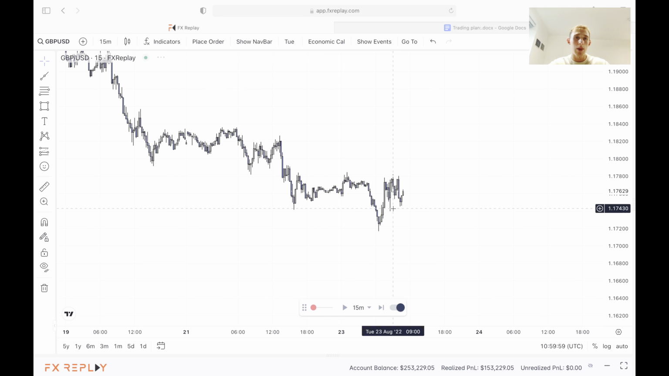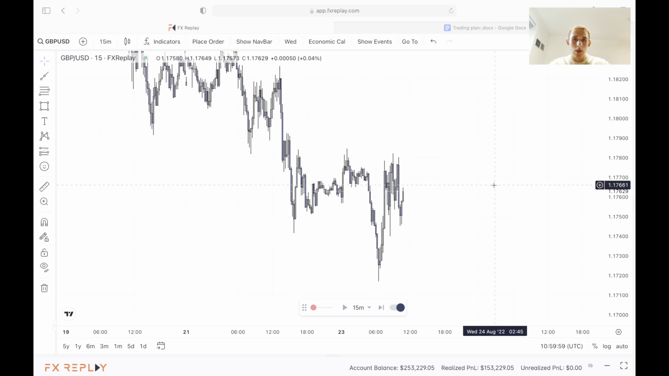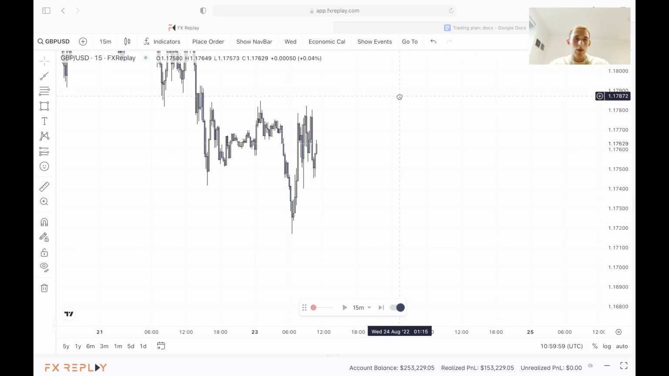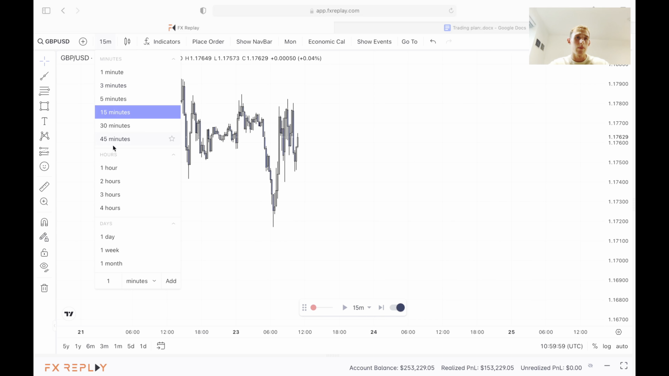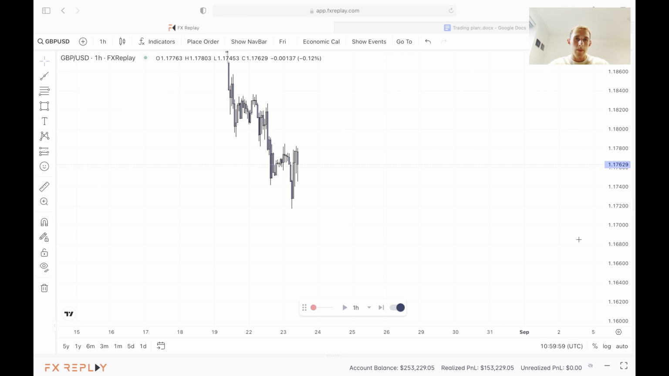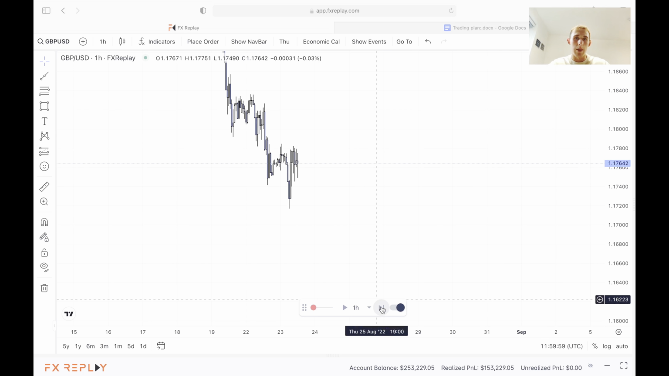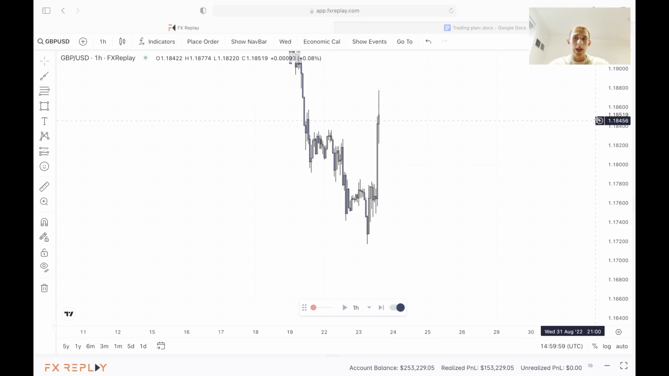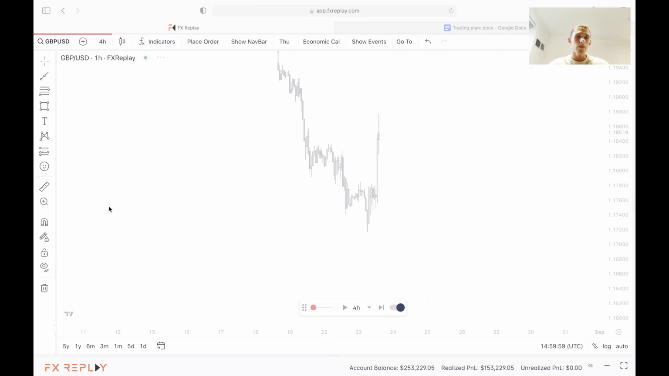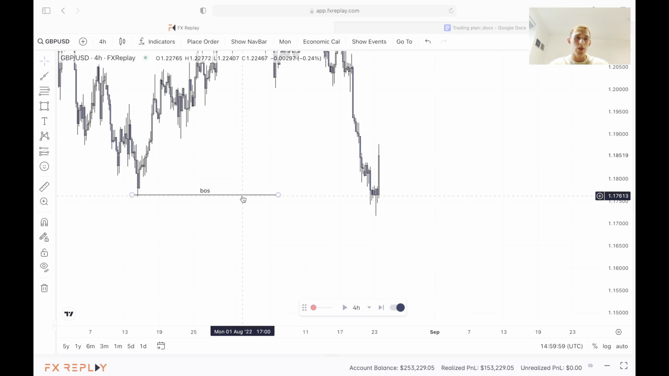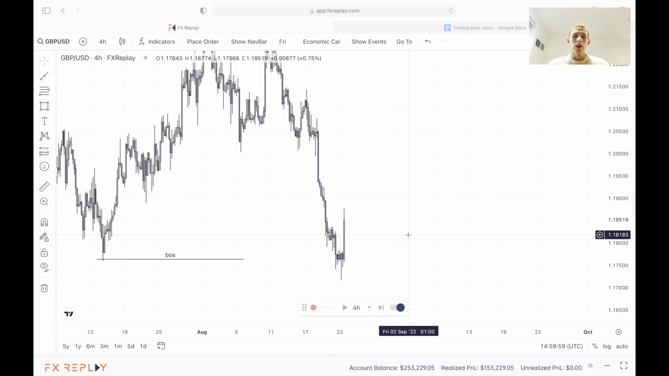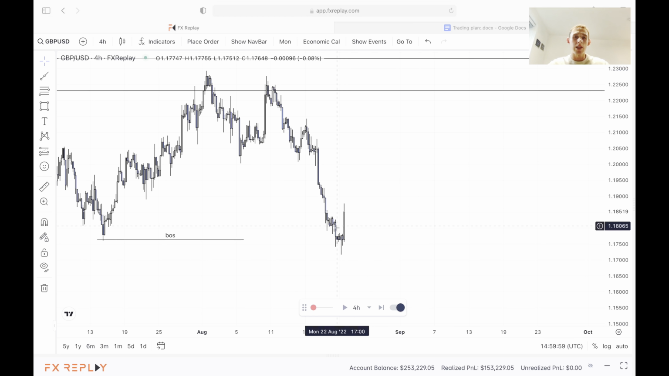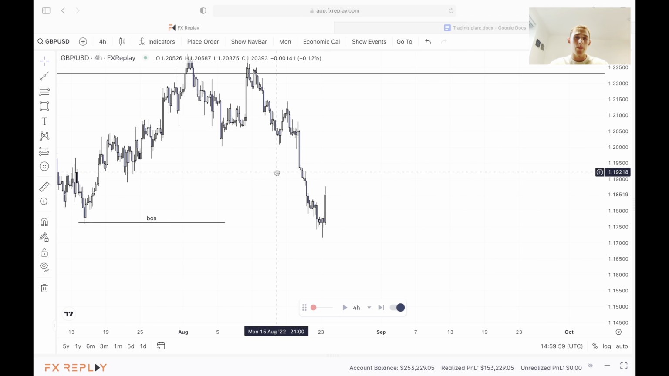We go down lower, let's just see what happens here. Okay, there we go. So after we had a sort of sweep of this low, we can anticipate now that price is going to do a deeper retracement, at least to fill this imbalance and come into this level, or to take out some previous liquidity.